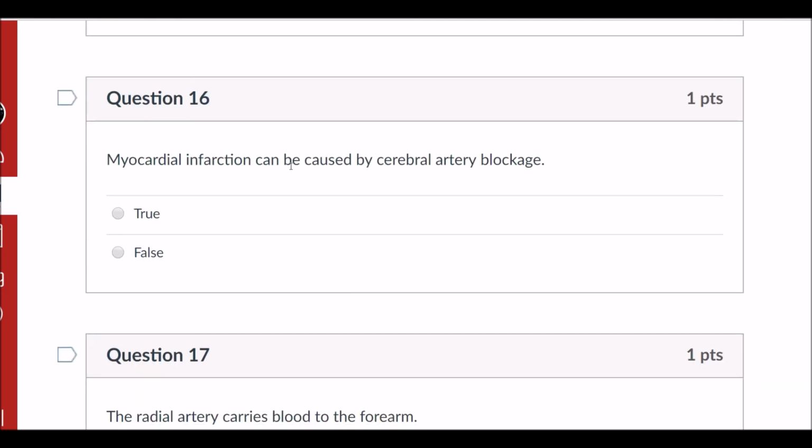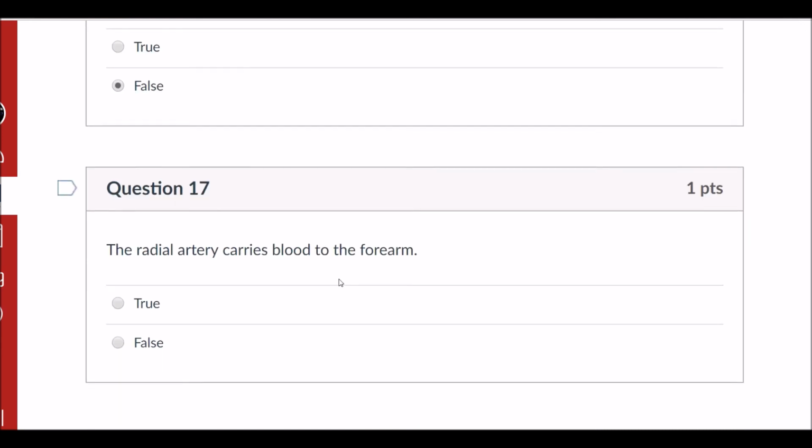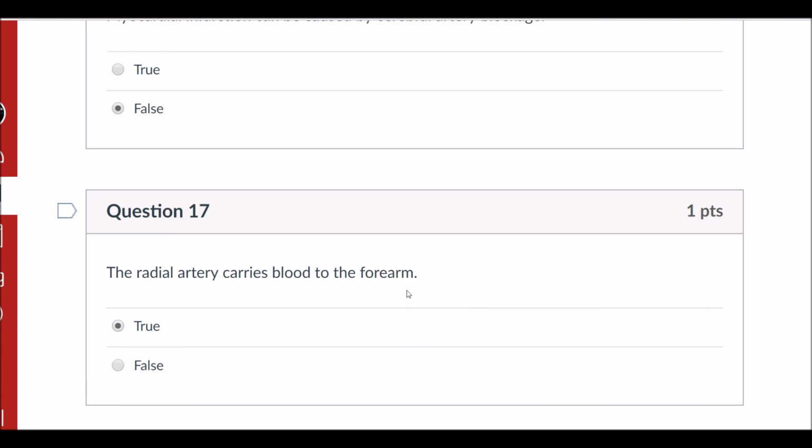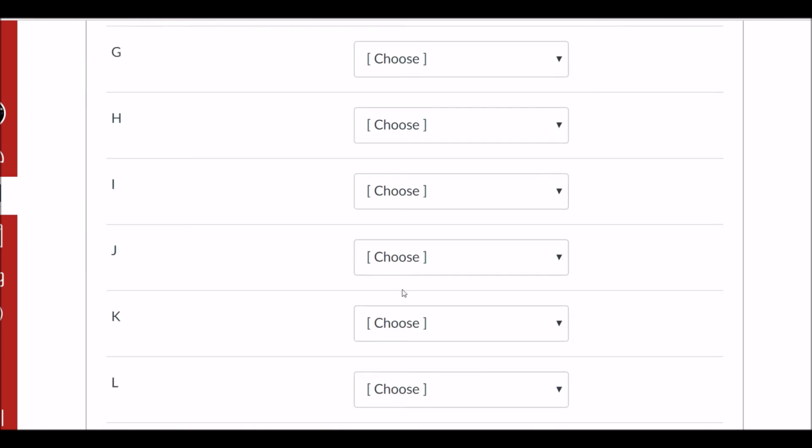Myocardial infarction can be caused by cerebral artery blockage. False. Where is your cerebrum? Your brain. That's in your brain. So wrong part. Myocardial, that's heart. So that's false. That's it. All right. Perfect timing. The radial artery carries blood to the forearm. True. Radius. Pinky side or thumb side? I'm gonna guess thumb side. Very good.